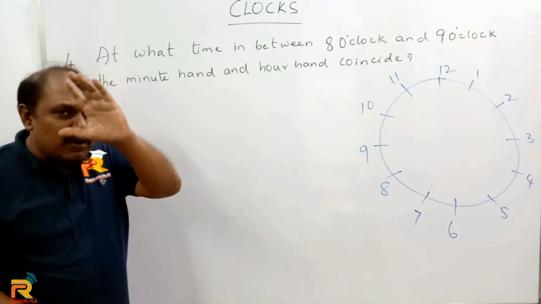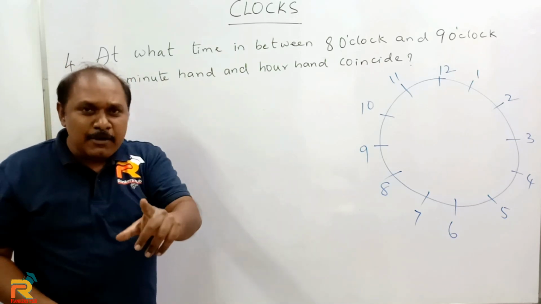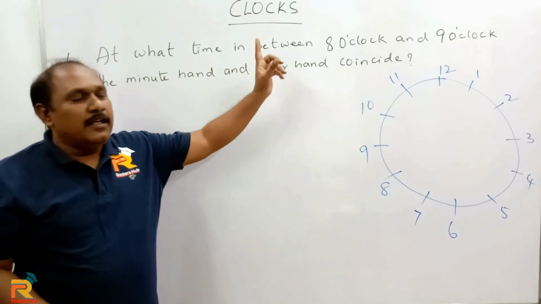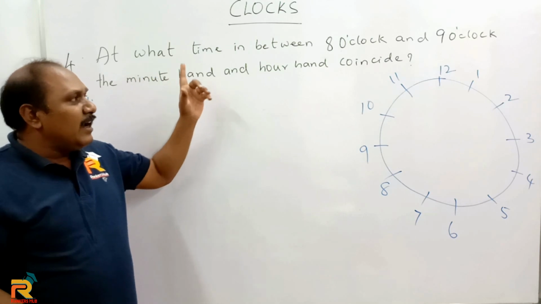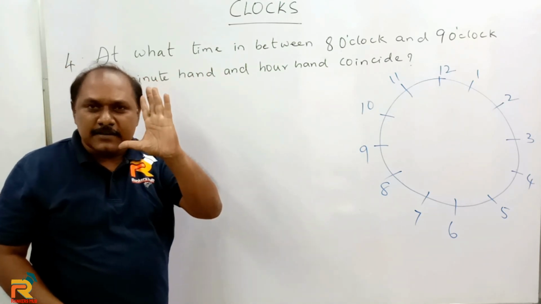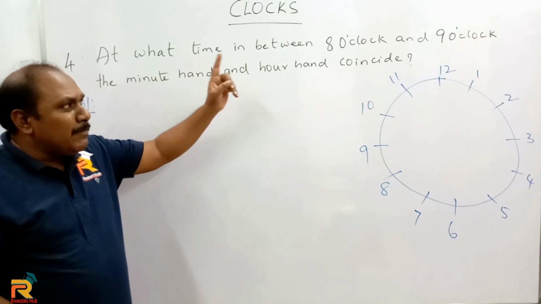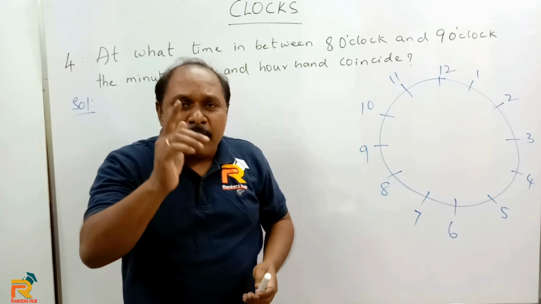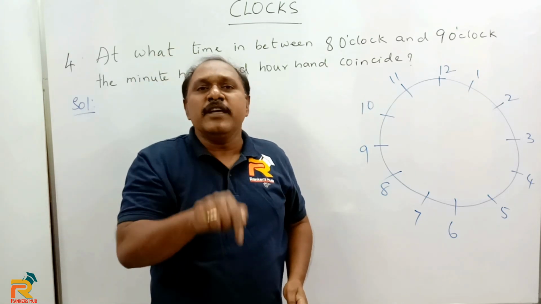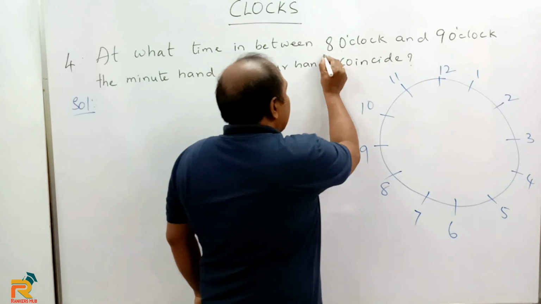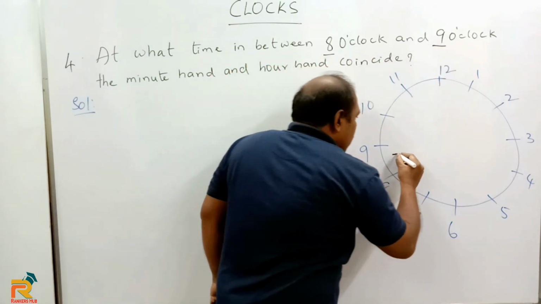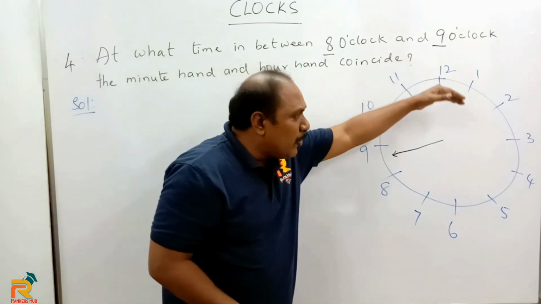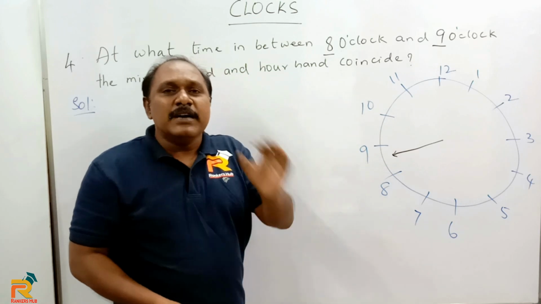Now let us see whether you can answer this question using the same logic in not more than 5 seconds. The question is, at what time in between 8 o'clock and 9 o'clock do the minute hand and hour hand coincide? Now try to answer. Your common sense point is, in between which numbers do they coincide? Definitely we know that when the time is in between 8 o'clock and 9 o'clock, the hour hand should lie in between 8 and 9. So the minute hand will come and coincide with the hour hand in between the numbers 8 and 9.